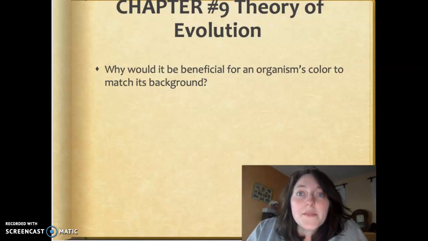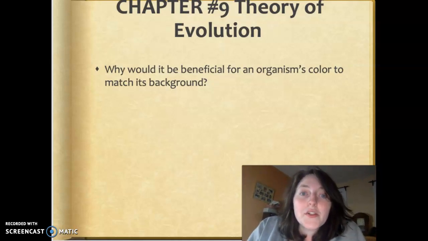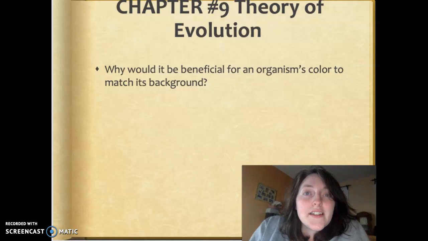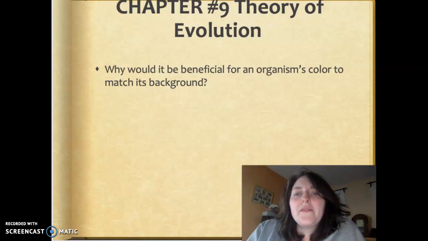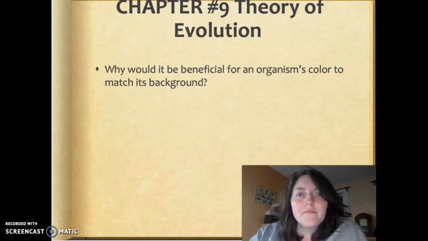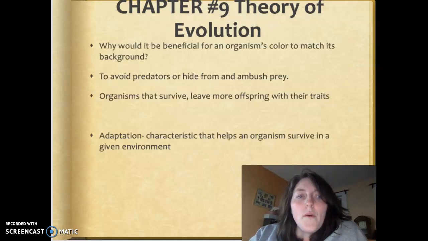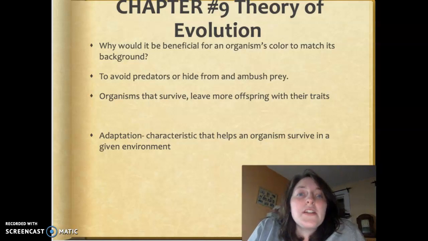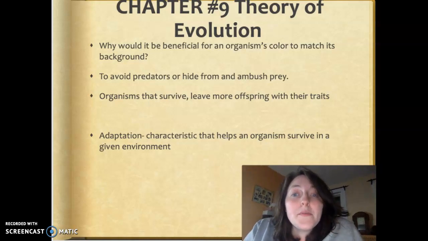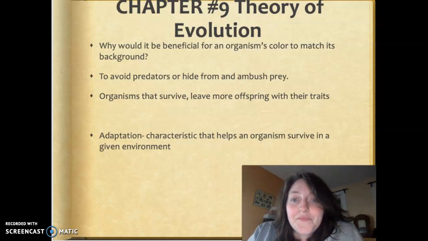Okay, let's get into some historical background on the theory of evolution. But first, let's answer a question. Why would it be beneficial for an organism's color to match its background? Well, the main reasons would be to avoid predators or hide from them, or ambush prey.